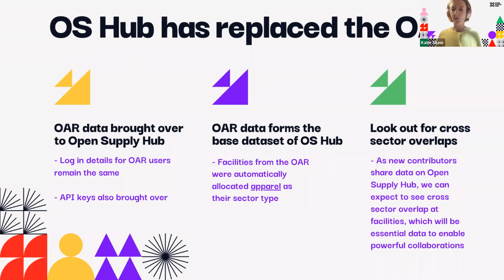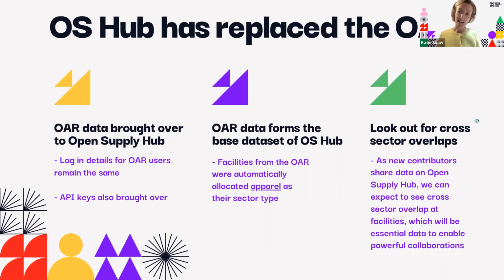All data from the Open Apparel Registry has been brought over and forms the base data set for Open Supply Hub. For any OAR users on this call, login details remain the same as on the Open Apparel Registry. Those have been transferred over to Open Supply Hub as well. For any listeners on the webinar today who are using our API, your API keys have also been brought over to Open Supply Hub. As I said, Open Apparel Registry data forms the base data set for Open Supply Hub, and facilities from the OAR were automatically added with apparel as their sector type. What that means altogether will become clear as we head into the demo.